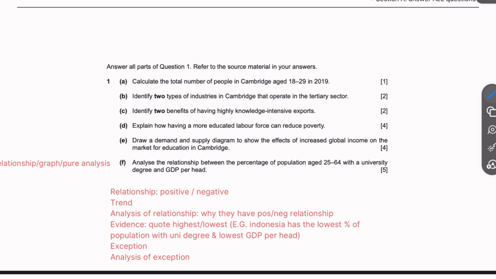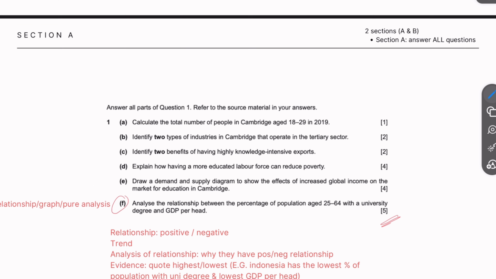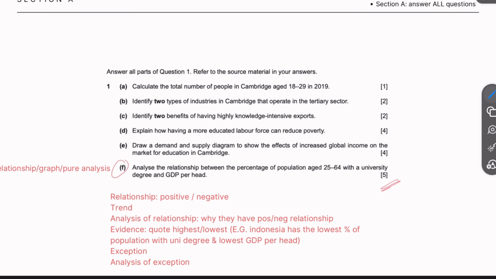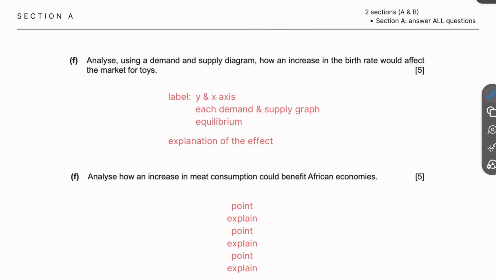Part F will usually be a 5-mark question asking for the relationship between 2 things. This should be answered using the same format as the previous one, which is this one, but now it will earn you 5 marks. Besides that, they could also ask you to draw a demand and supply graph, like here. And for this type of questions, you should just follow the same format as shown previously, but now you have to include an explanation worth up to a mark.